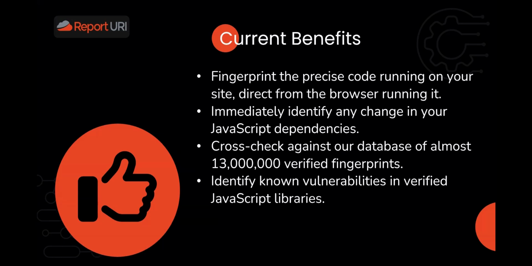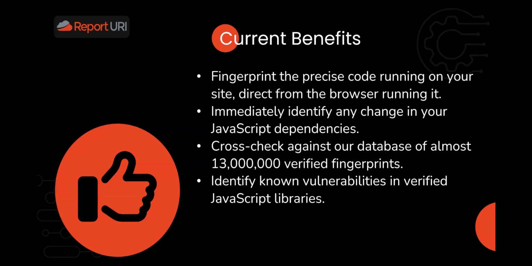So we can definitively say this is the exact code that your users are running in their browsers. We've done some quite extensive gathering of data already. We have about 12.8 million different fingerprints in our database of verified files. So files of libraries, of tools, of widgets, of plugins that we have verified the source of. We've gathered the fingerprints of those files.